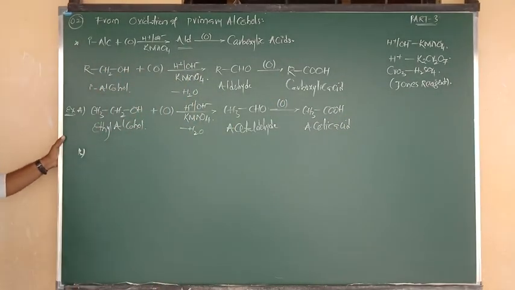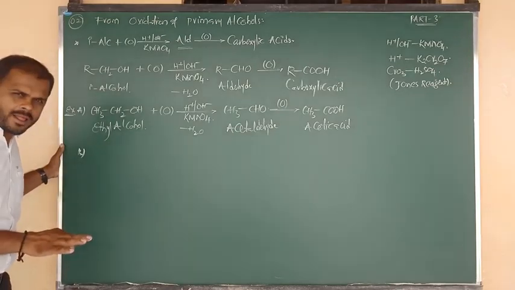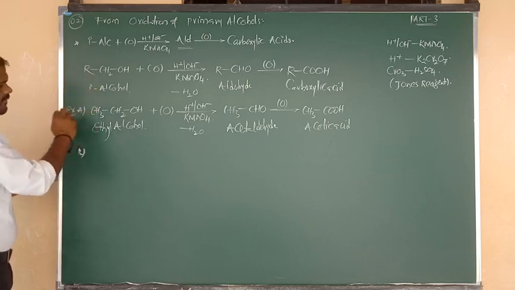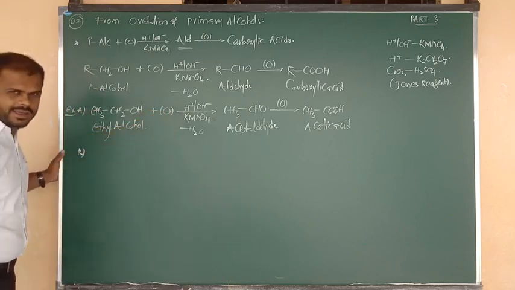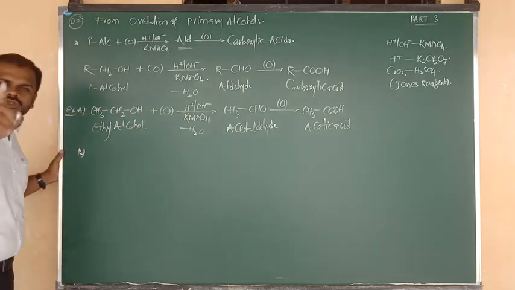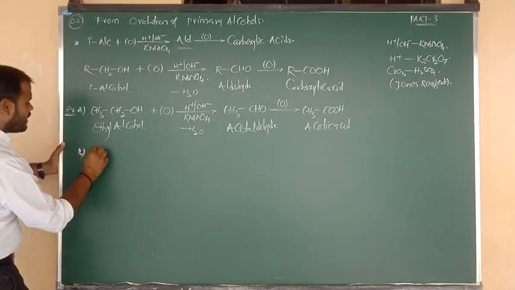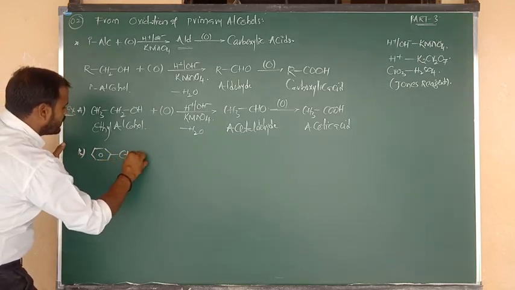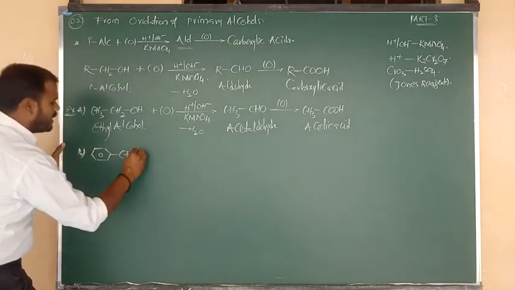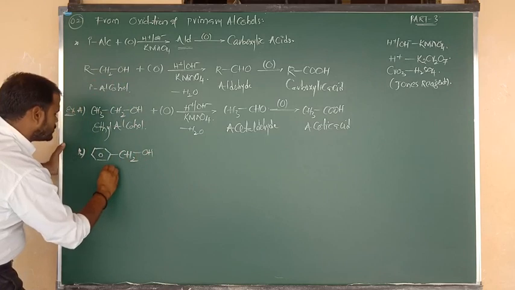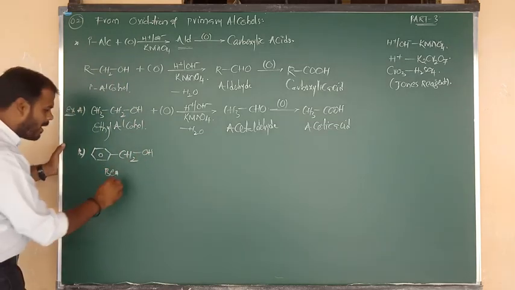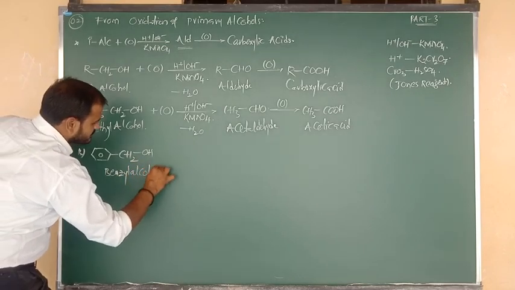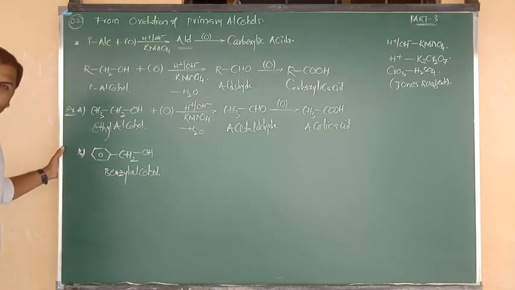Similarly, now I am going to consider the preparation of aromatic carboxylic acid. In the place of R we wrote CH3 and got aliphatic acid. In the place of R, I want to write benzene. What should we write in the place of R? Benzene. Here I have written benzene. Benzene bonded to CH2 and OH. What is the name of this compound? Simply we can say benzyl alcohol.